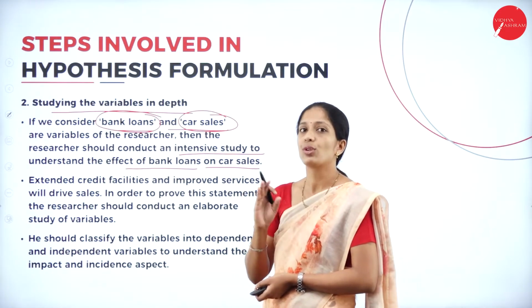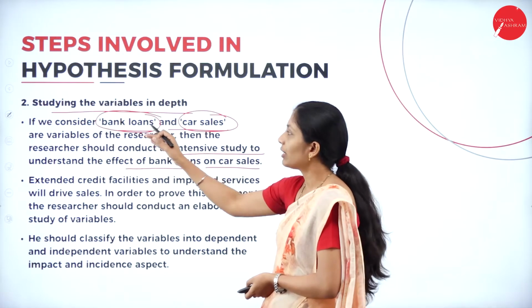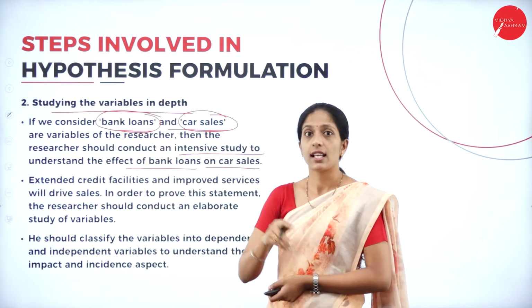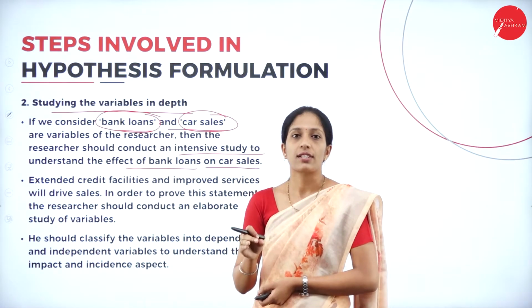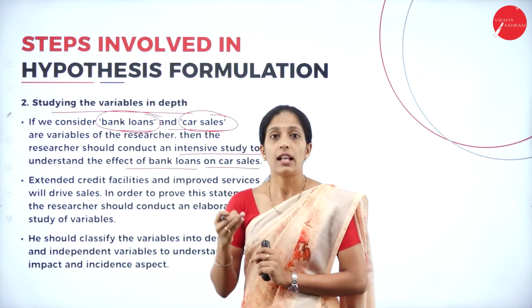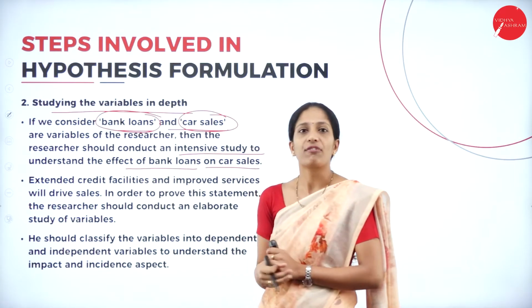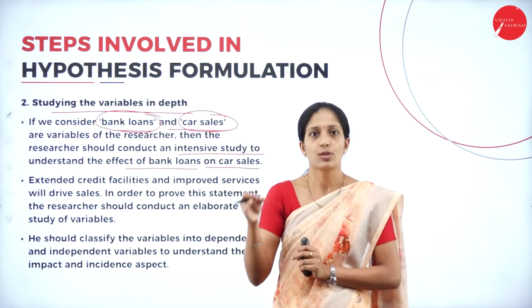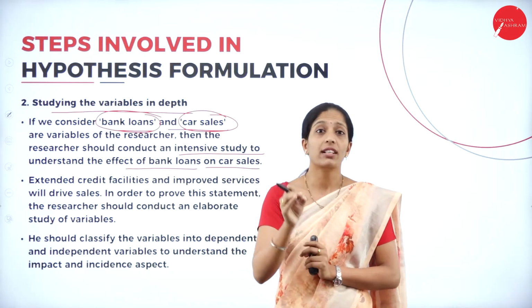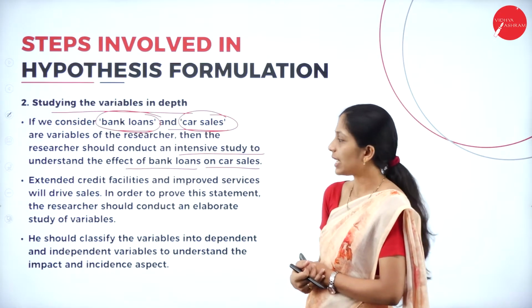Now, he has to study each and every variable in detail. So, here there are two variables, one is bank loan, the other is car sales. It is the duty of the researcher to identify the variables, and he has already identified them. Now, he has to study the variables in detail and see whether bank loan has any effect on car sales in his study.